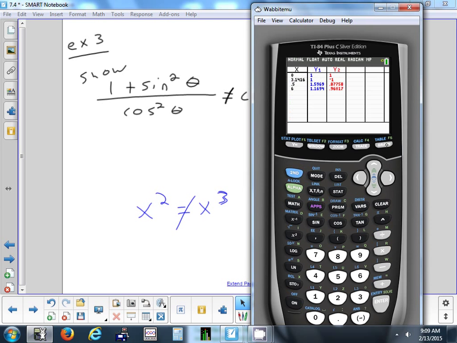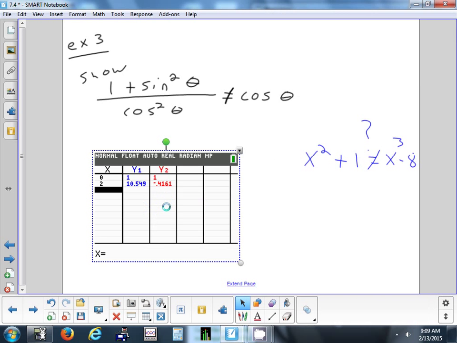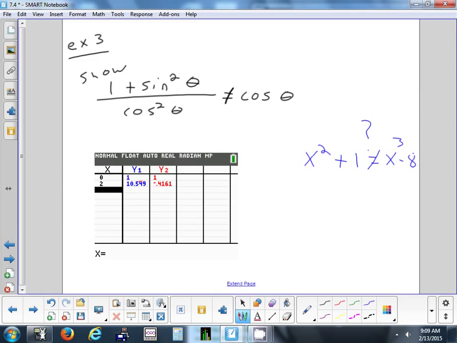Let's try, actually you can see what happens here. If you try 0, 0 does work. But let's pick something different. 2. All right. So we just showed using a counterexample that if you plug in 2, you get 10.5 in y1, and you get negative 0.42 in y2. You get different values. So that's not true. It's okay. So the idea is show a counterexample.